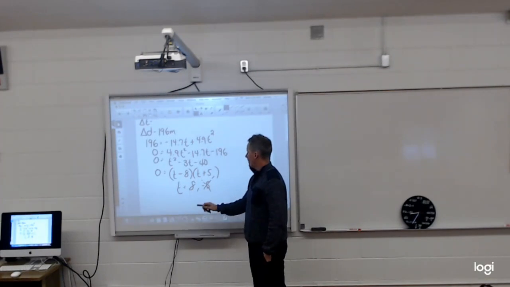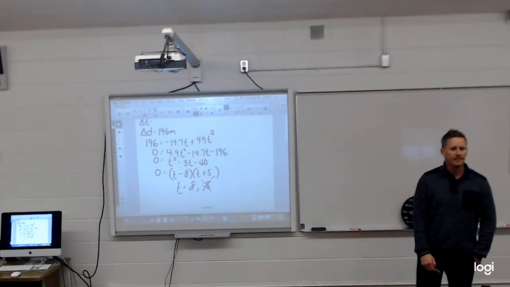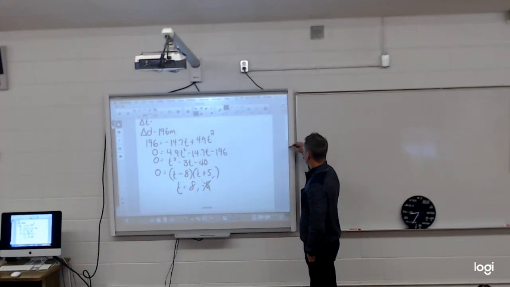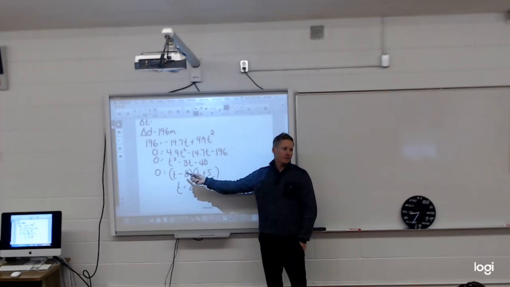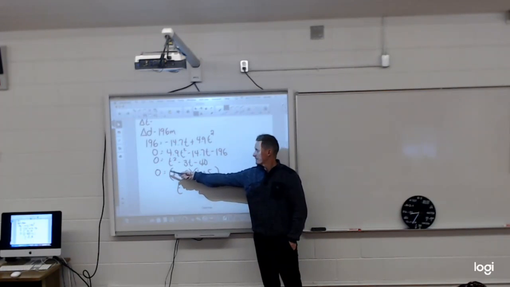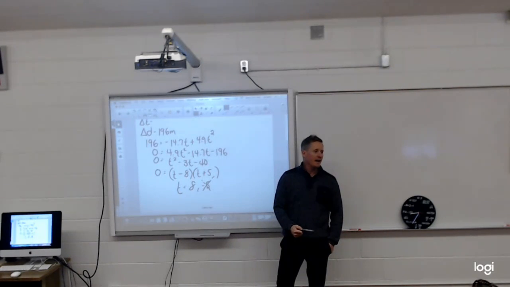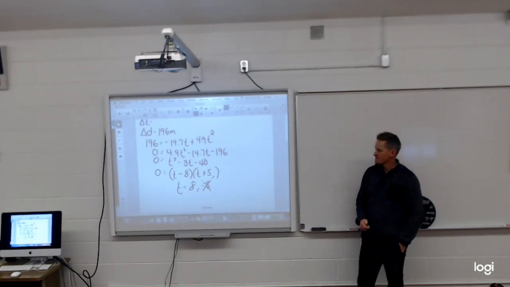No. So how long does it take for that object to hit the ground then? 8 seconds. How come the 8's positive and 5's negative and it's not the other way around? What do I subtract 8 from 8 to get 0? T subtract 8 has to give me 0. So what does T have to be? 8. Correct.